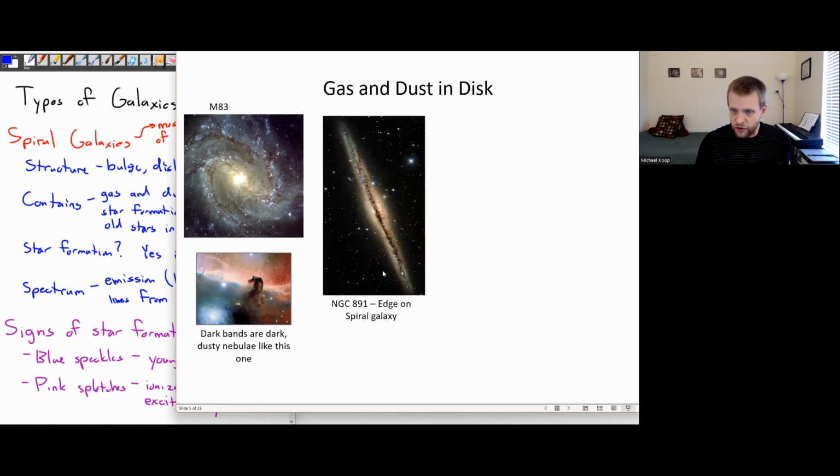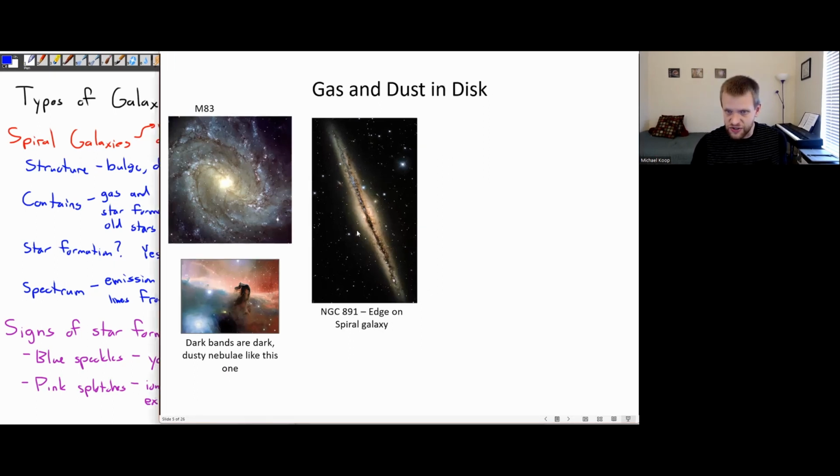Okay. This is another image of a spiral galaxy. This is one of my favorite images of spiral galaxies. This one is looking at that spiral galaxy just edge on, so we can see all of that gas and dust that's blocking out some of the light from the stars that are deeper in the disk of that galaxy.